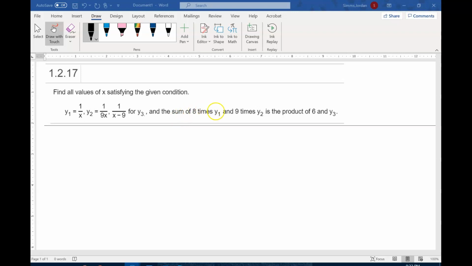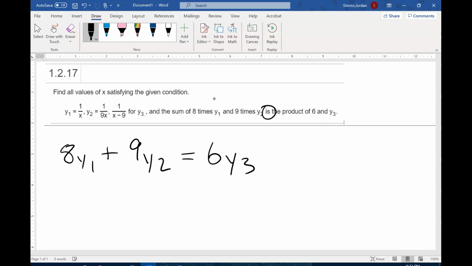The sum of 8 times y1 and 9 times y2 is the product of 6 and y3. So what that means is the sum, we're going to add these up together, plus, right? 8 times y1, so I'm just going to write 8y1, plus 9y2 is, now "is" in English means an equal sign in math, the product of 6y3. So that's really what we're doing here, where y1 is 1 over x, y2 is 1 over 9x, yada, yada, yada. So now let's use some brackets.